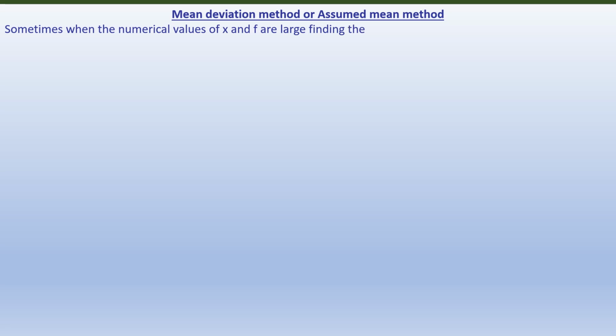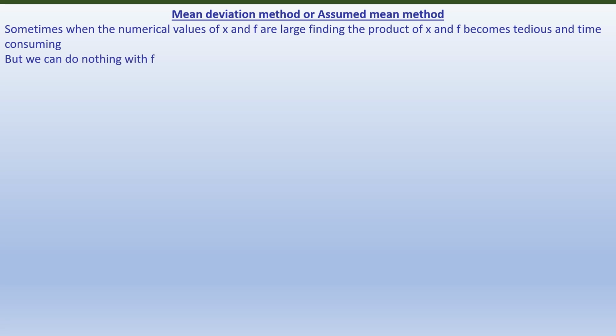Why should we use this assumed mean method? Sometimes when the numerical values of x and f, where x means class mark and f means frequency, are very large, finding the product fx in the direct method becomes a very tedious and time consuming job. So we have to minimize that. We cannot change the frequency, but we can change the class mark into smaller values so that the product calculation becomes easy.